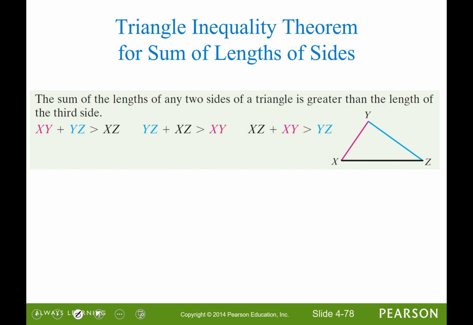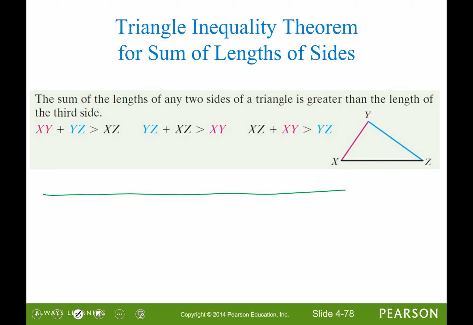The triangle inequality theorem for sum of lengths of sides says that the sum of the lengths of any two sides of a triangle is greater than the length of the third side. So you can't have a triangle with one side that's longer than the other two sides combined. I mean, it kind of makes sense.